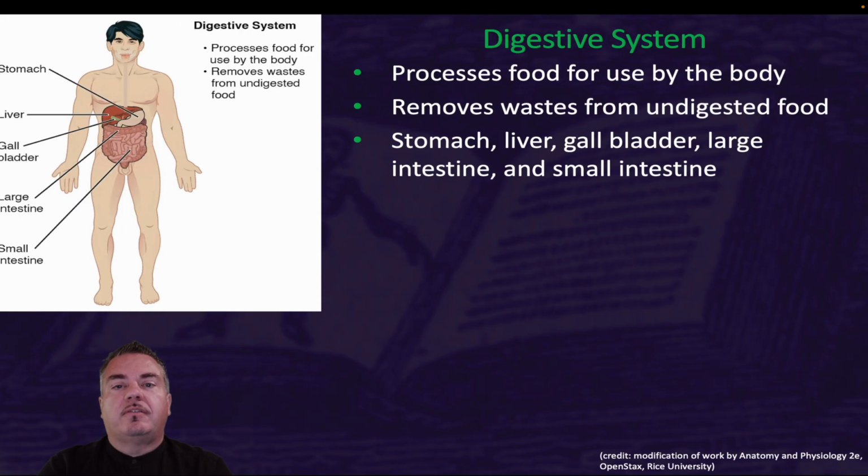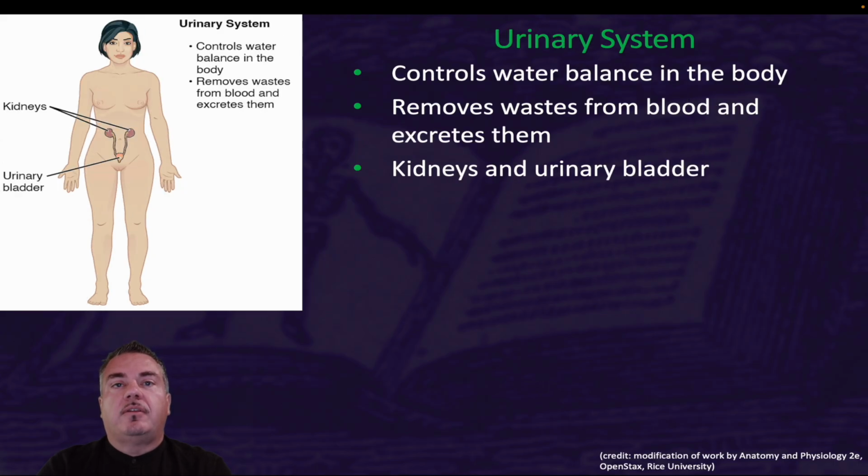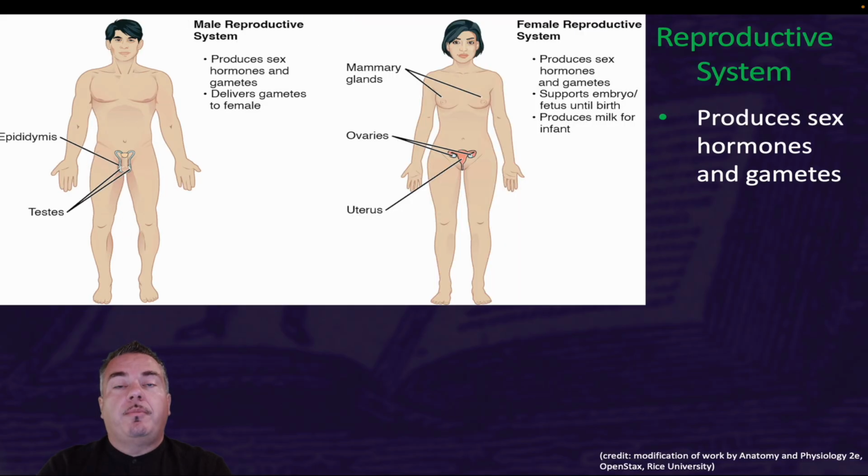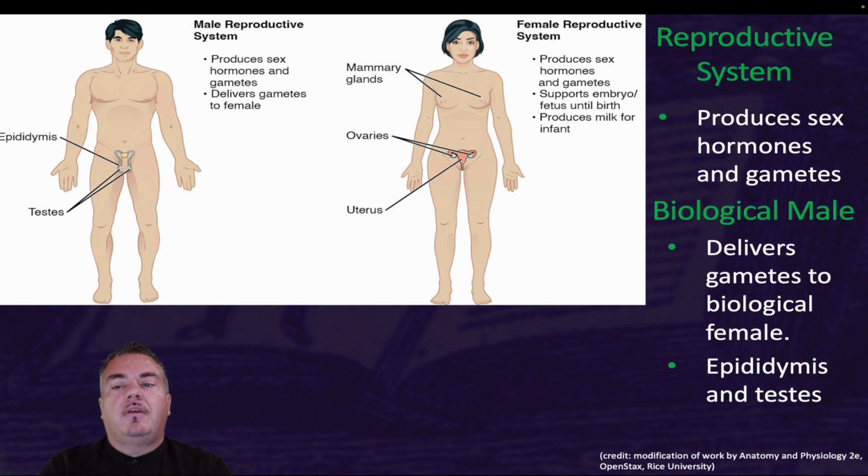The digestive system processes food for use by the body and removes waste from undigested food. It includes the stomach, liver, gallbladder, large intestine, and small intestine. The urinary system controls water balance in the body and removes waste from blood and excretes it. It includes the kidneys and the urinary bladder. The reproductive system produces sex hormones and gametes. The biological male reproductive system delivers gametes to the biological female. It includes the epididymis and the testes.